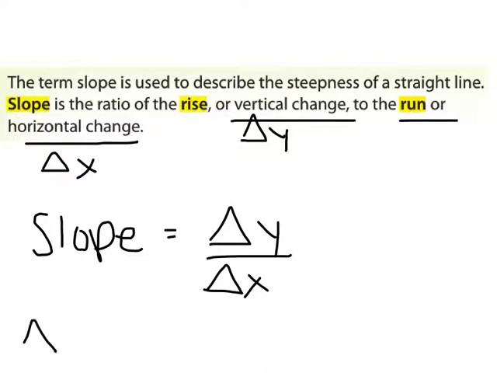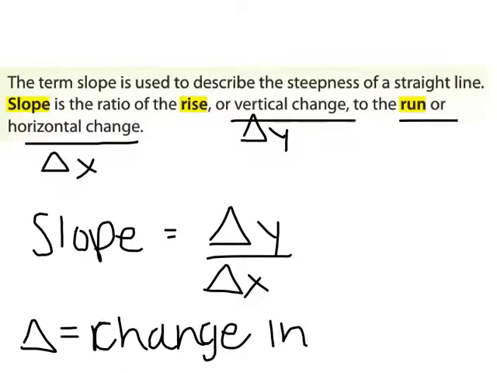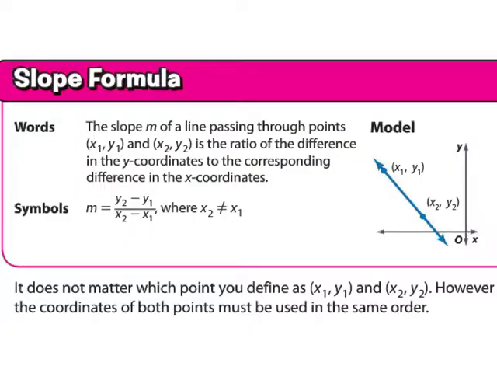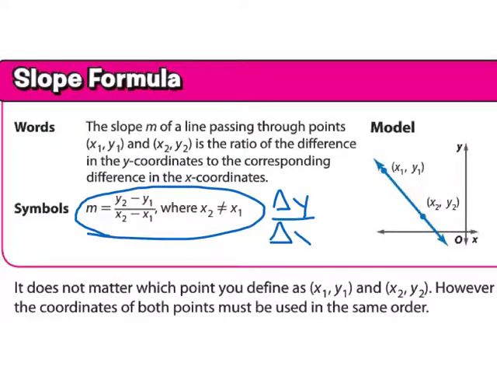Remember from the constant ratio or constant rate video that the little triangle means change in. Okay, that symbol means change in. So change in y over change in x. The slope formula, okay, this is the slope formula right here. So same thing, it's change in y over change in x. You're subtracting the y's and subtracting the x's right here.